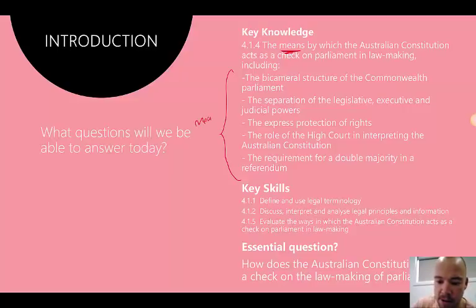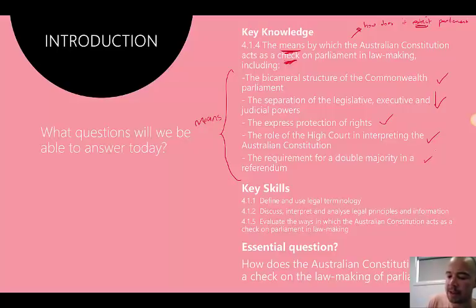So the means are these 5 things by which the Australian Constitution acts as a check on Parliament in lawmaking, aka how does it restrict Parliament? And it gives us 5 ways in which Parliament is restricted. So Parliament is restricted by the Constitution through the bicameral structure, through the separation of the legislative, executive and judicial, through the express protection of rights, through the role of the High Court, and through the requirement for double majority in a referendum. So it gives us 5 ways in which the Constitution restricts Parliament.